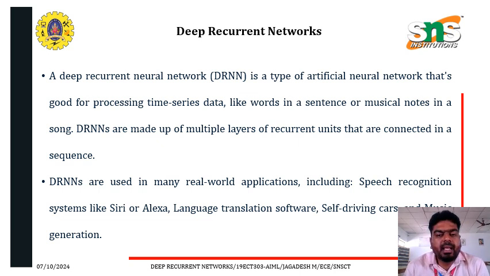Deep recurrent networks are simply called DRNN. It is a type of artificial neural network that's good for processing time series data, like words in a sentence or musical notes in a song. DRNNs are made up of multiple layers of recurrent units that are connected in a sequence. So this is the difference, right?